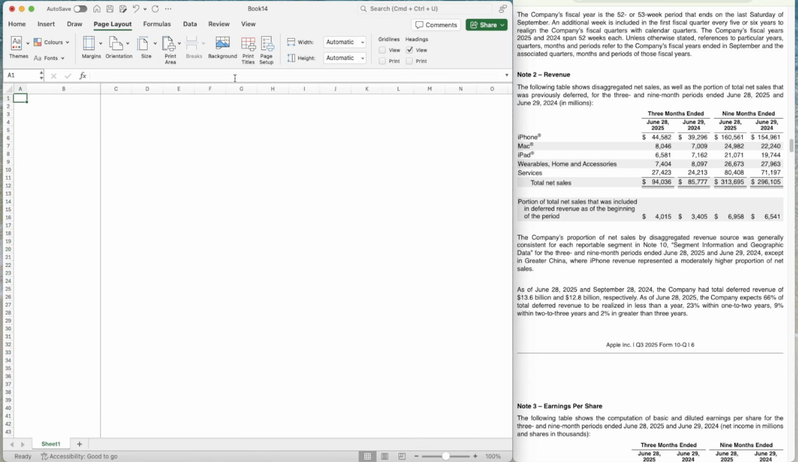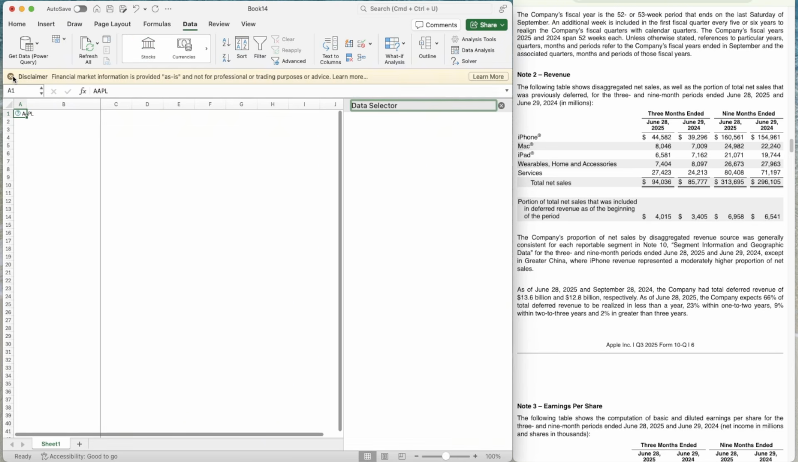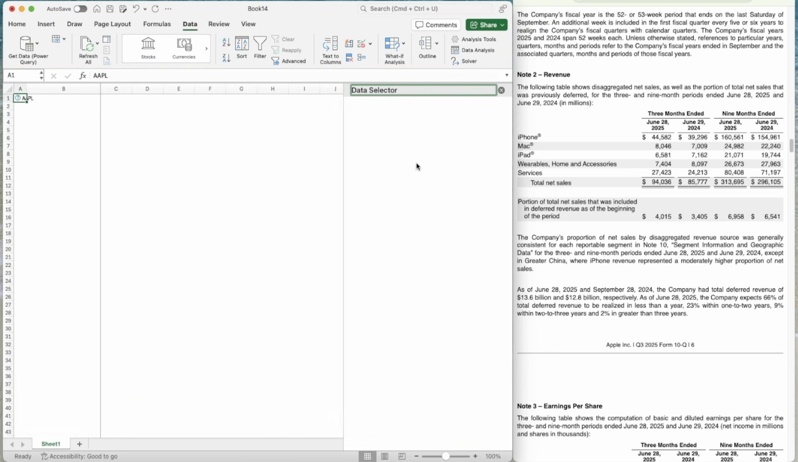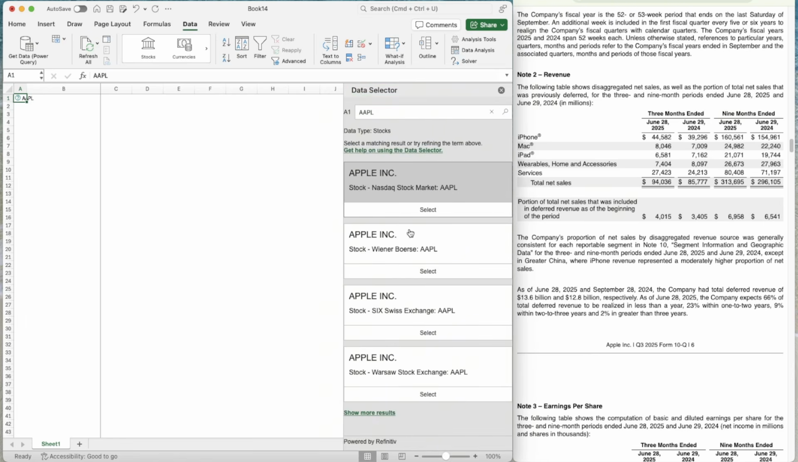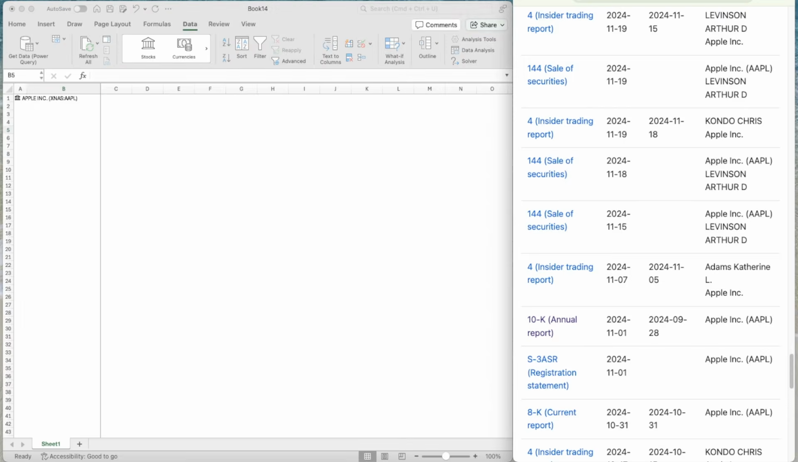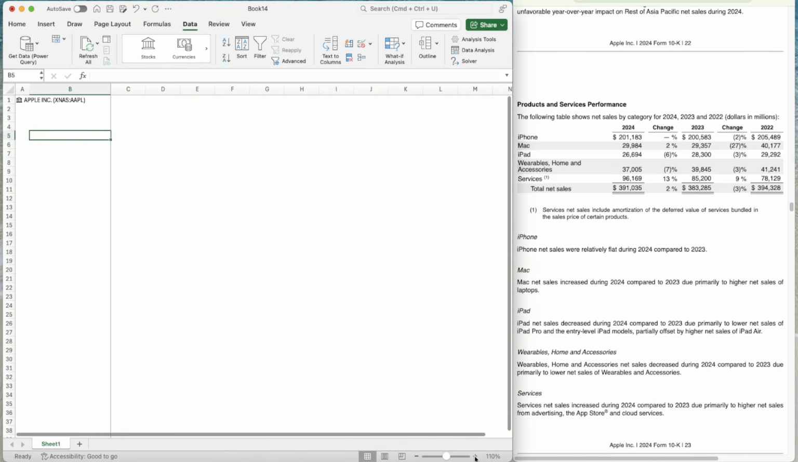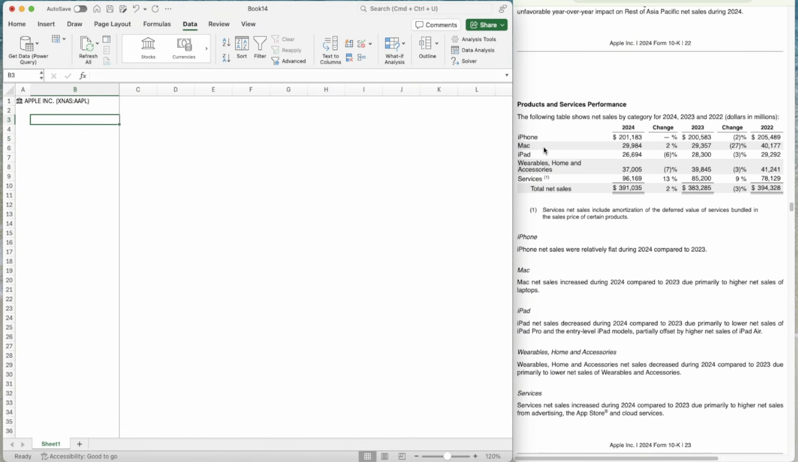And in A1, just put AAPL. That's Apple's ticker. And go Data, Stocks. Come on, Apple Inc., Apple, there we are. I'll zoom in a bit too. There we go.